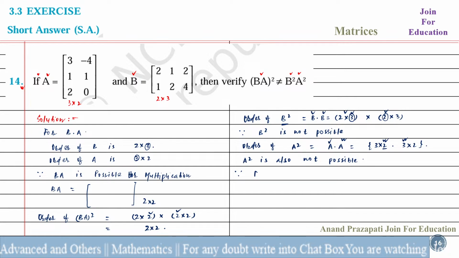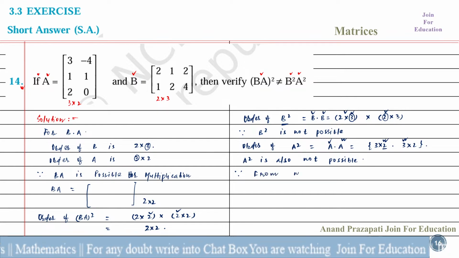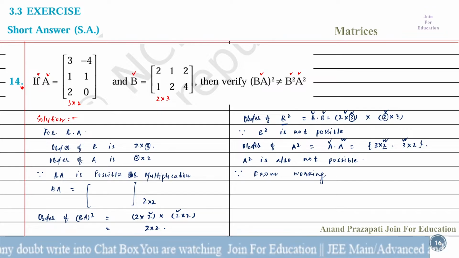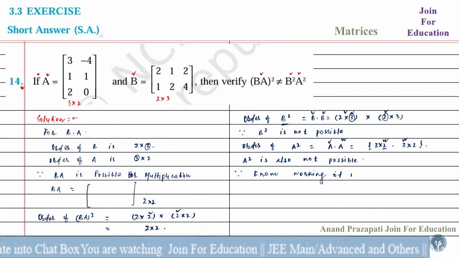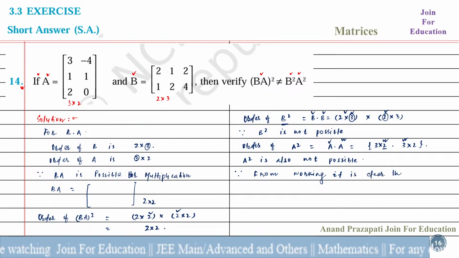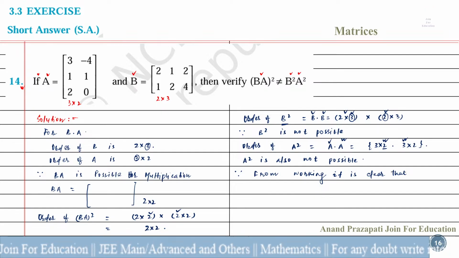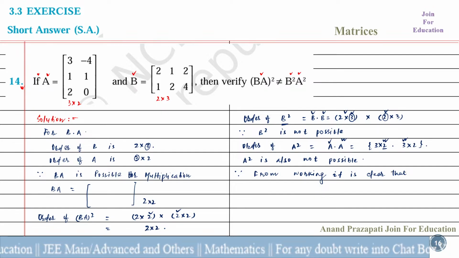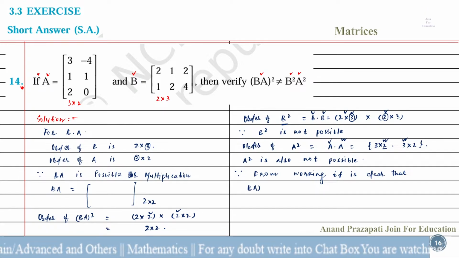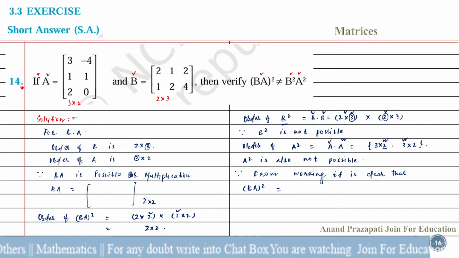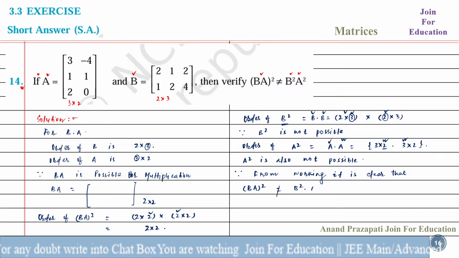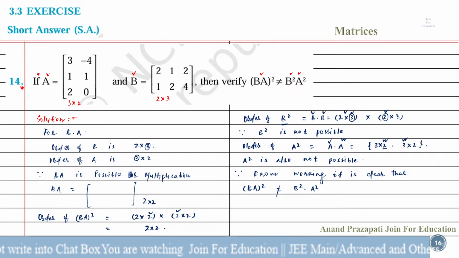Therefore, from working, it is clear that BA square is not equal to B square into A square. Verified.